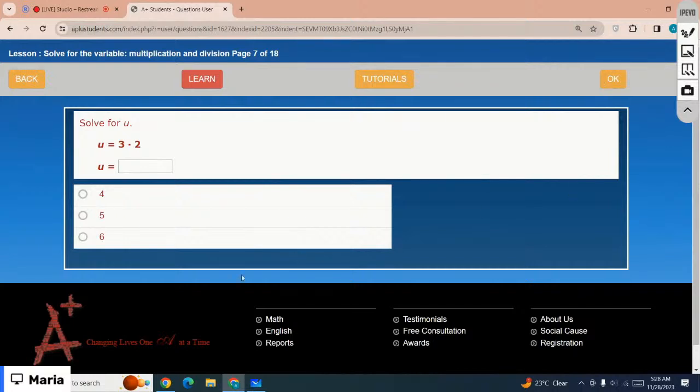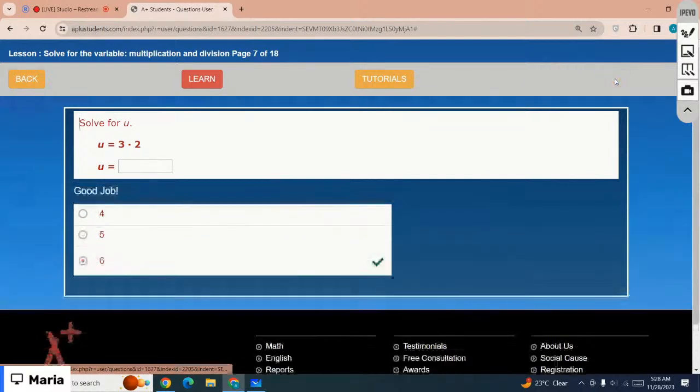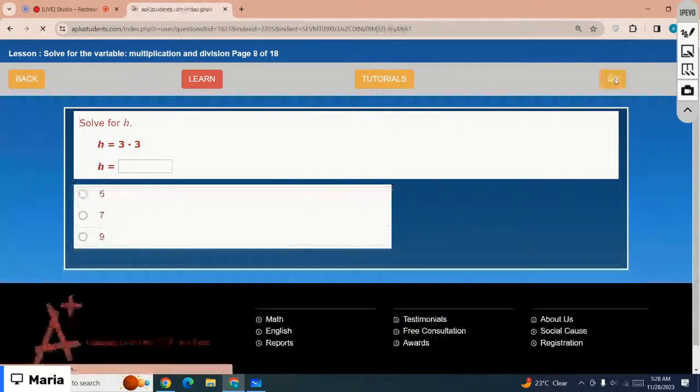The correct option is 6. 3 times 2 is 6. You need to just multiply them, right? H equals 3 times 3, which is the correct option.